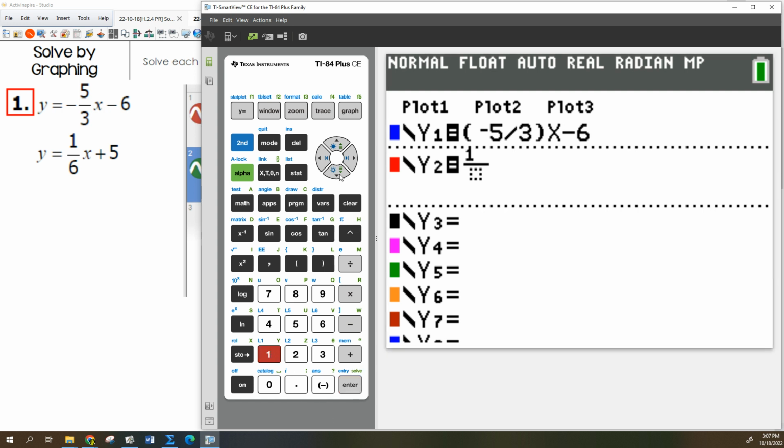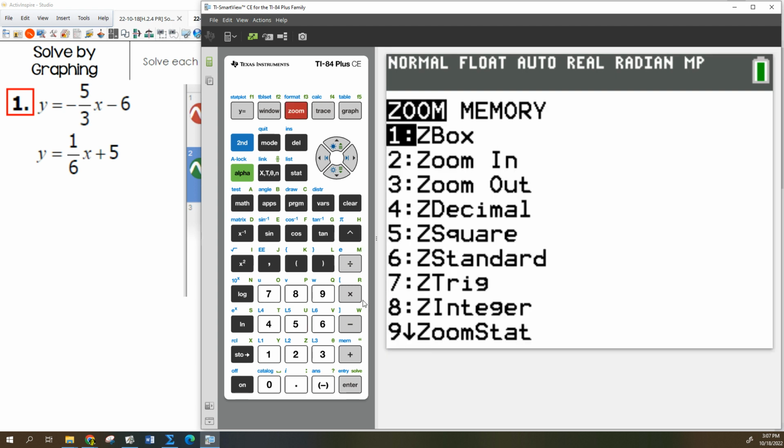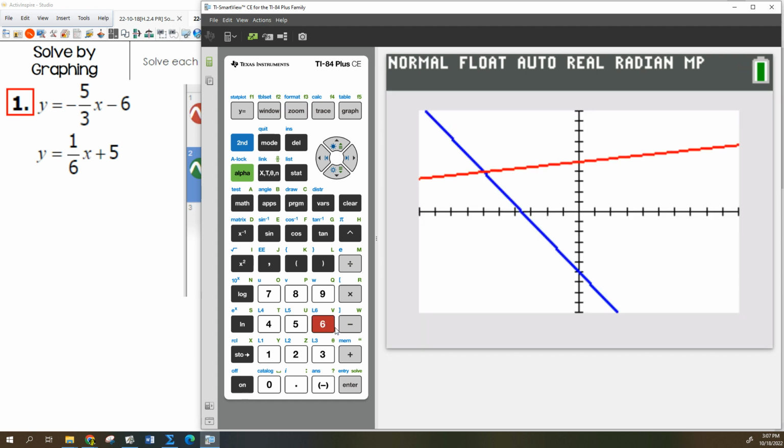So 1/6 x plus 5. Okay, now how do I graph this thing? What do I do? Do I just push graph? No, what should I do instead? Zoom 6. Yeah, zoom standard. So we go zoom 6 and see if that works. If it doesn't, we might have to zoom out a little bit. Okay, but it does work.